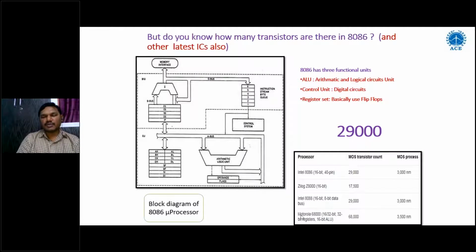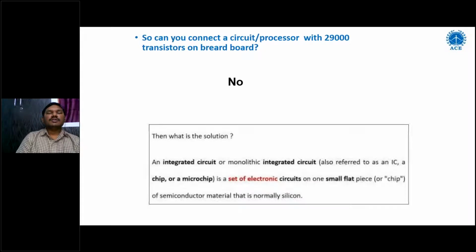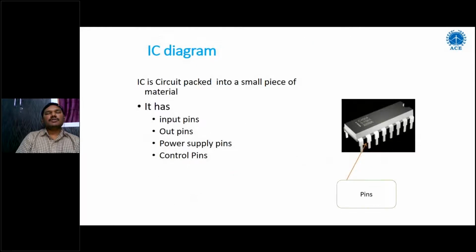Here you can see, for example, the Motorola 68000 IC. It uses 68,000 transistors to manufacture this IC, which is a 16-bit or 32-bit microprocessor. So with these 29,000 transistors, we cannot connect a circuit diagram on a breadboard. Then what is the solution? The solution they went for is to manufacture this 8086 on an integrated circuit, which is also called a chip.